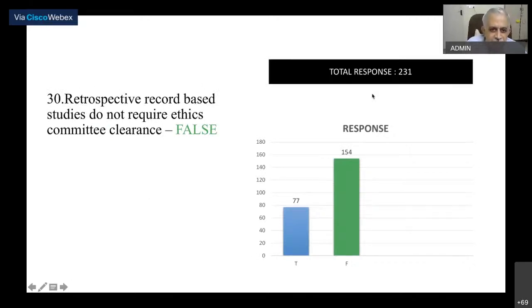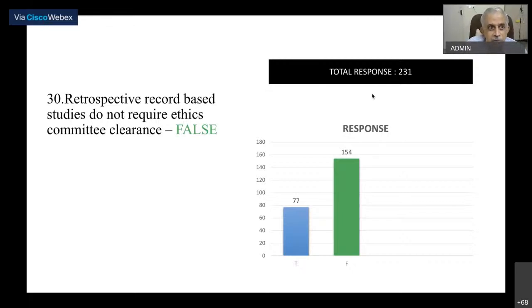Retrospective record-based studies do not require ethics committee clearance. Here also 77 people have got it wrong. Whether it is a prospective study or a retrospective study, whether you are talking to the patient, looking at the patient, whatever you are doing, human studies have to be cleared by the ethical committee. Even if you are doing a retrospective anonymous study, it still requires going through the ethical committee and getting clearance from them for waiver of consent. They will say, okay, there is no need for any consent because you are not disclosing the identity of the patient or going into his personal details.